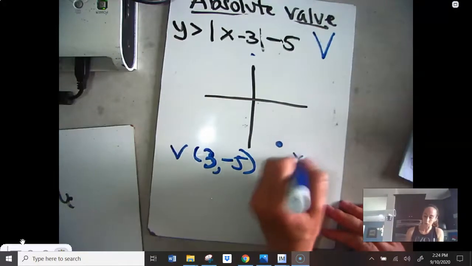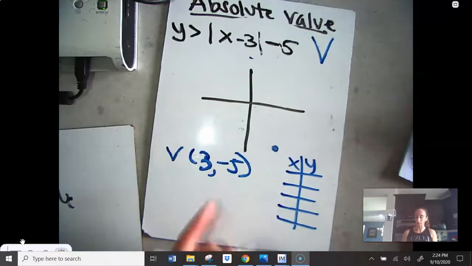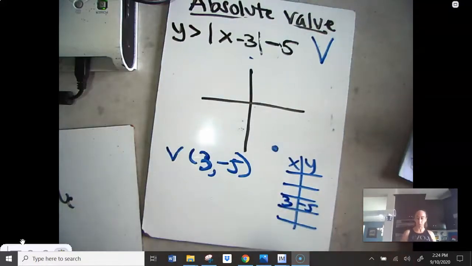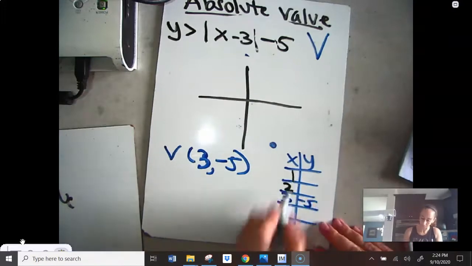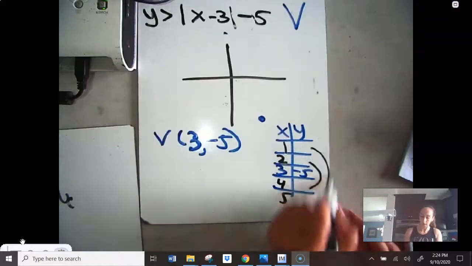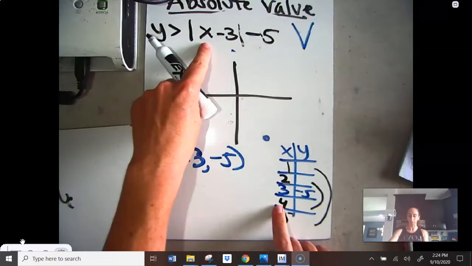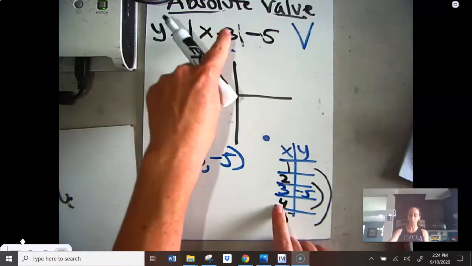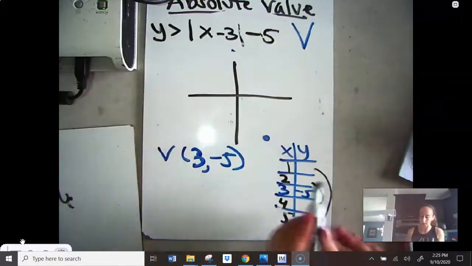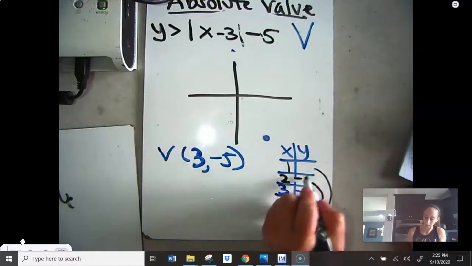Since that's true, it's symmetrical. Who should go in the center? The vertex. Now, I just pick numbers that are lower and higher. I know that this should match, and this should match. So I'm going to pick 4, but I could pick 2, but I don't like negatives. 4 minus 3 is 1. The absolute value of 1 is 1, minus 5 is negative 4. Now, if I say that's negative 4, that has to be negative 4.